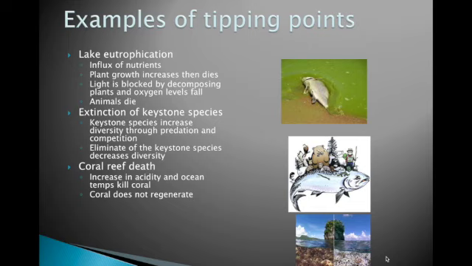Well, without the otter to eat the urchins, they mass produce and get rid of all of the kelp. And the kelp is a huge biome for all of these fish. Then when we look at another example of a tipping point, it would be coral reef death.